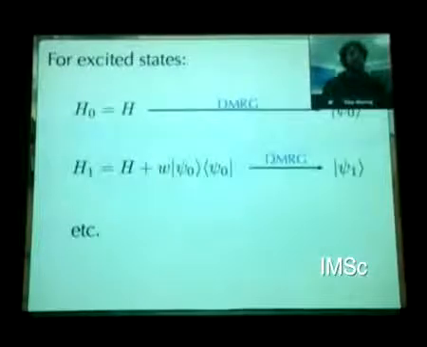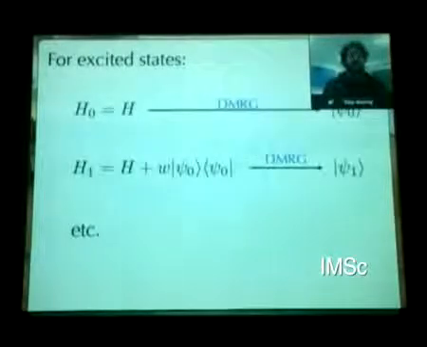So excited states, the idea is, let's say you just used matrix product state DMRG to find the ground state of your Hamiltonian. So you run DMRG, some number of sweeps, and you find the ground state. And let's call that psi 0. It's cut off slightly, but call it psi 0.